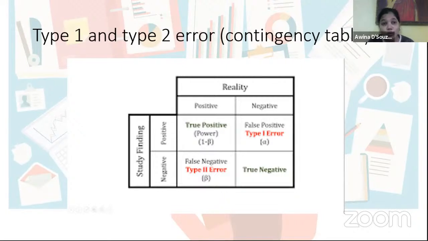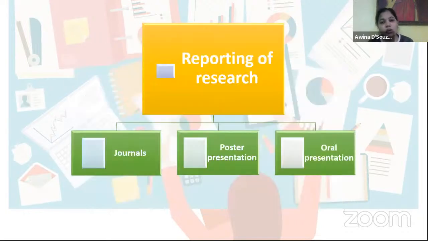Type 1 error is when the test is positive but you are not accepting it. That's called a type 1 error. A type 2 error is when the test is negative but you're accepting the false part. That is a type 2 error. So this is the difference between type 1 and type 2 error, and that's all about errors.